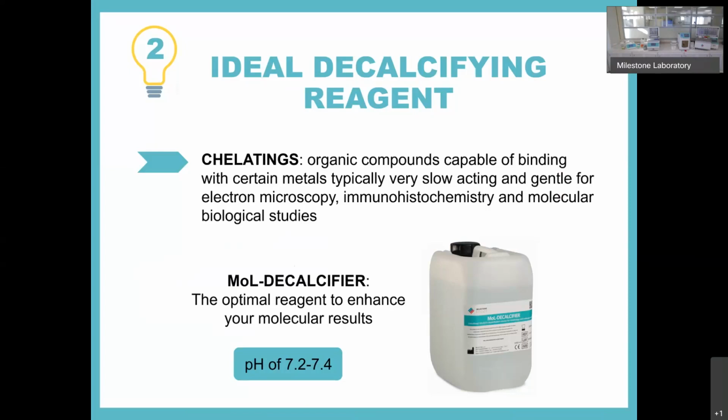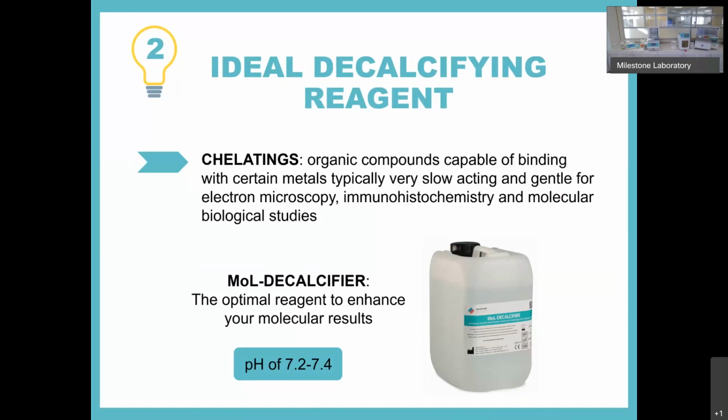Concentration used is usually from 10 to 14% as a neutralized solution, because the rate at which EDTA decalcifies is pH-based. For this reason, Milestone has developed the Mol Decalcifier reagent. Today, standard decalcifying reagents for histological application are made of 10% EDTA with the addition of an acid or base to bring the solution to the desired pH, 7.2 or 7.4.